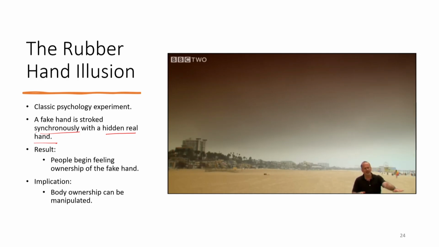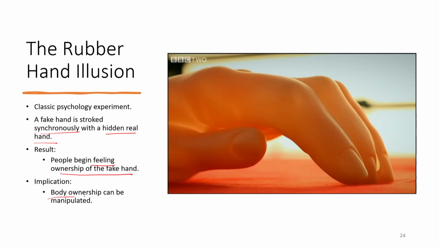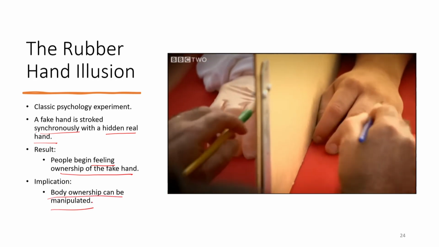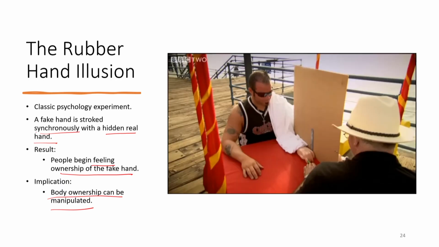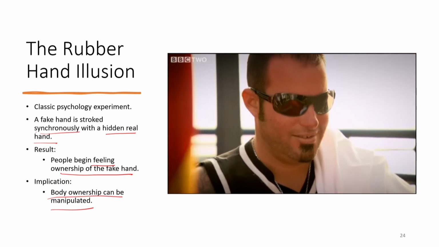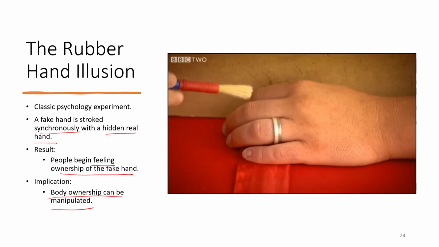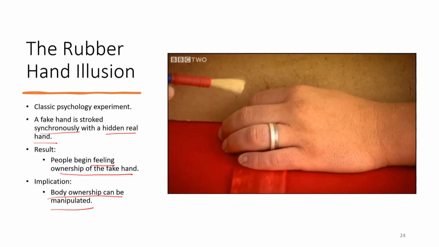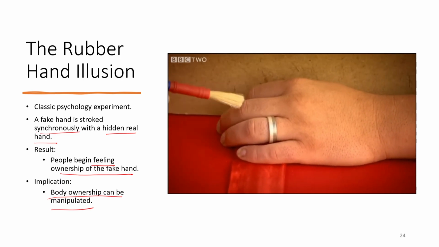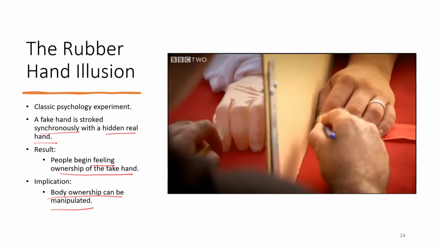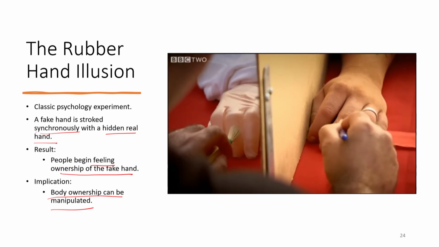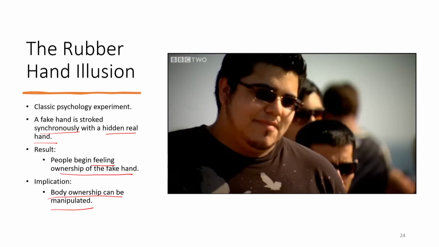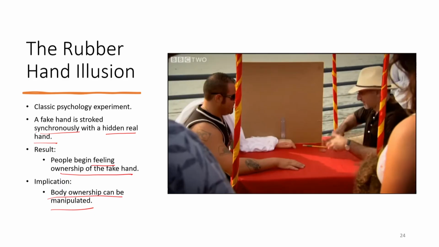The result was that people slowly started feeling ownership of the fake hand and started thinking that, well, that hand belongs to them. And this experiment really shows that the feeling of ownership of a body can be manipulated and our senses can be fooled into thinking that the avatar or the representative that they have actually belongs to them. So, this experiment has been repeated with several people and you can see in each case the result was the same.